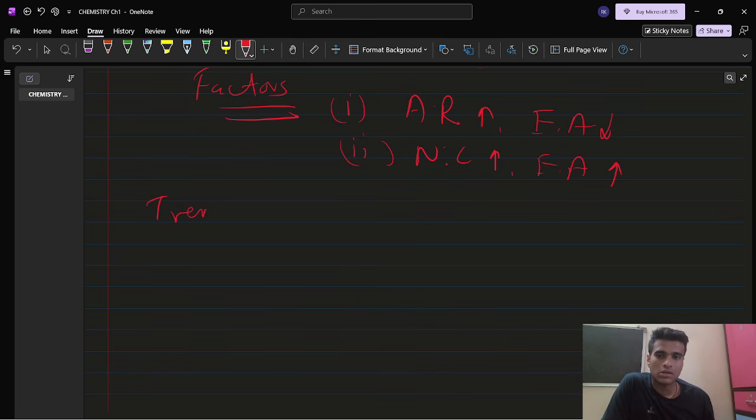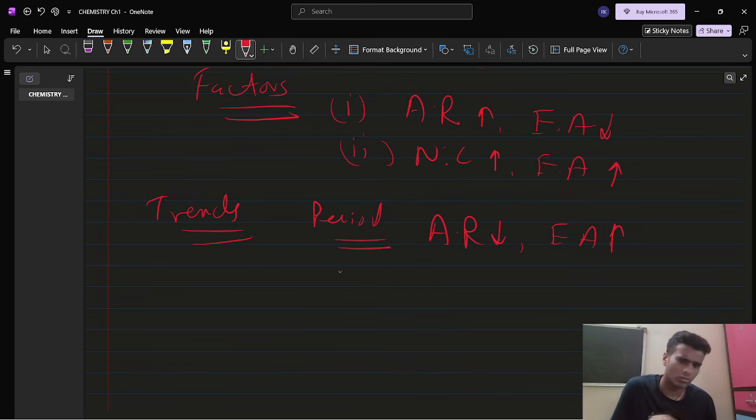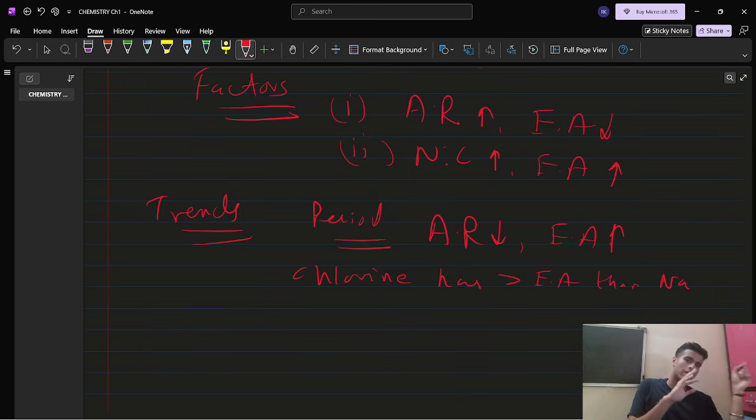So the trends, same trends again. Across period, same thing. When you go from left to right, the atomic radius decreases. So electron affinity increases. And chlorine has greater electron affinity than sodium. Why so? Because वो उधर है, राइट में एकदम.